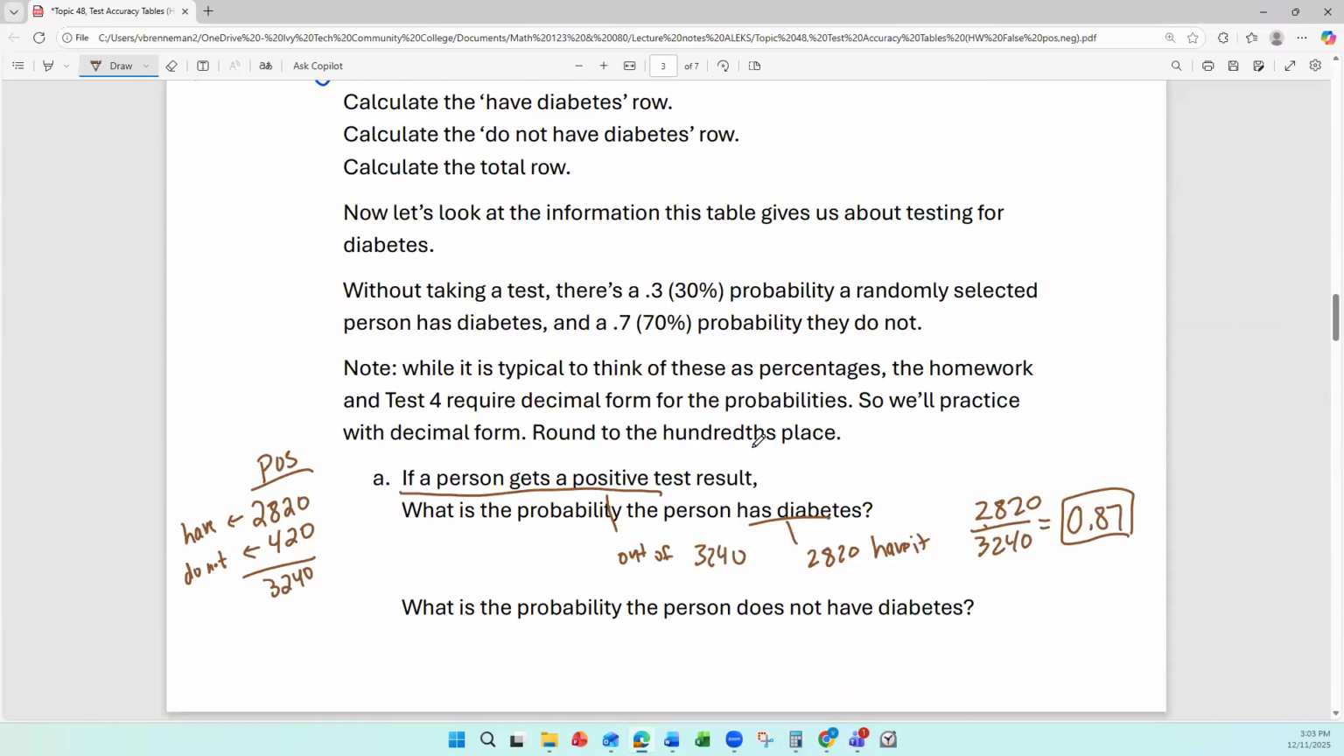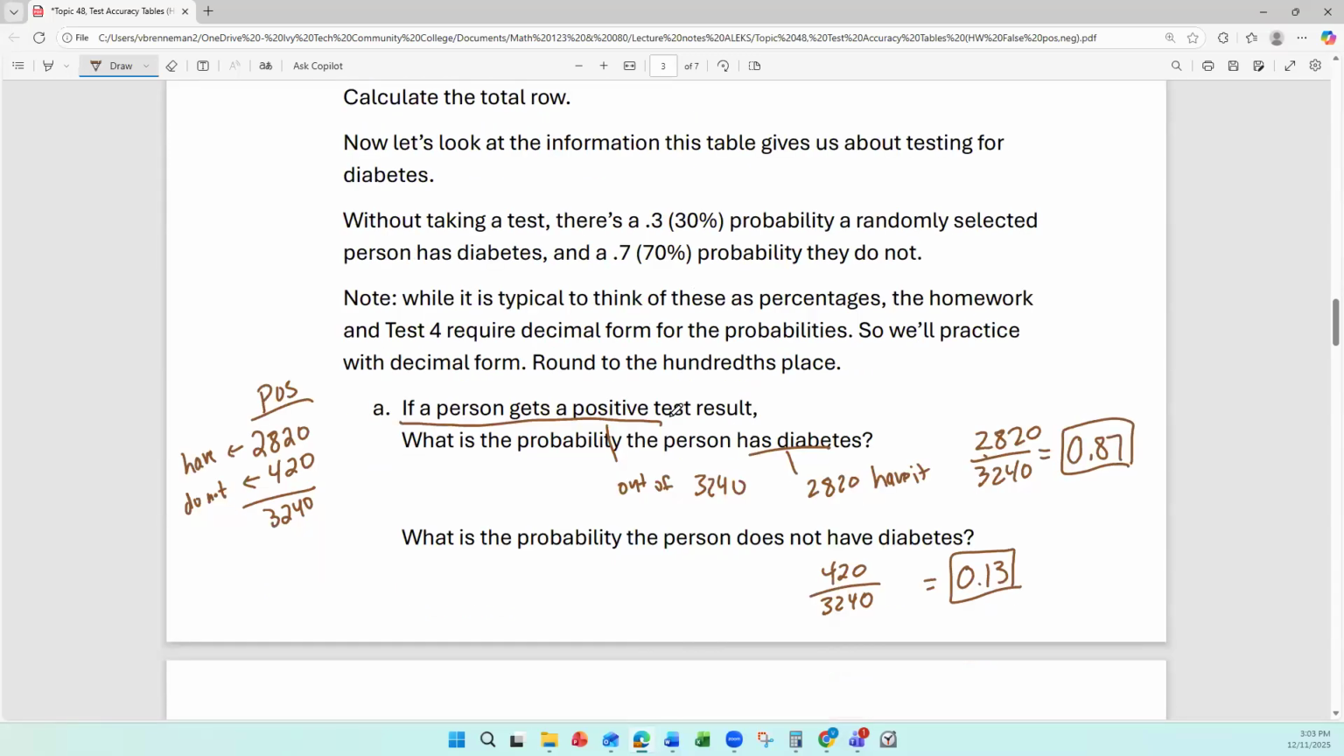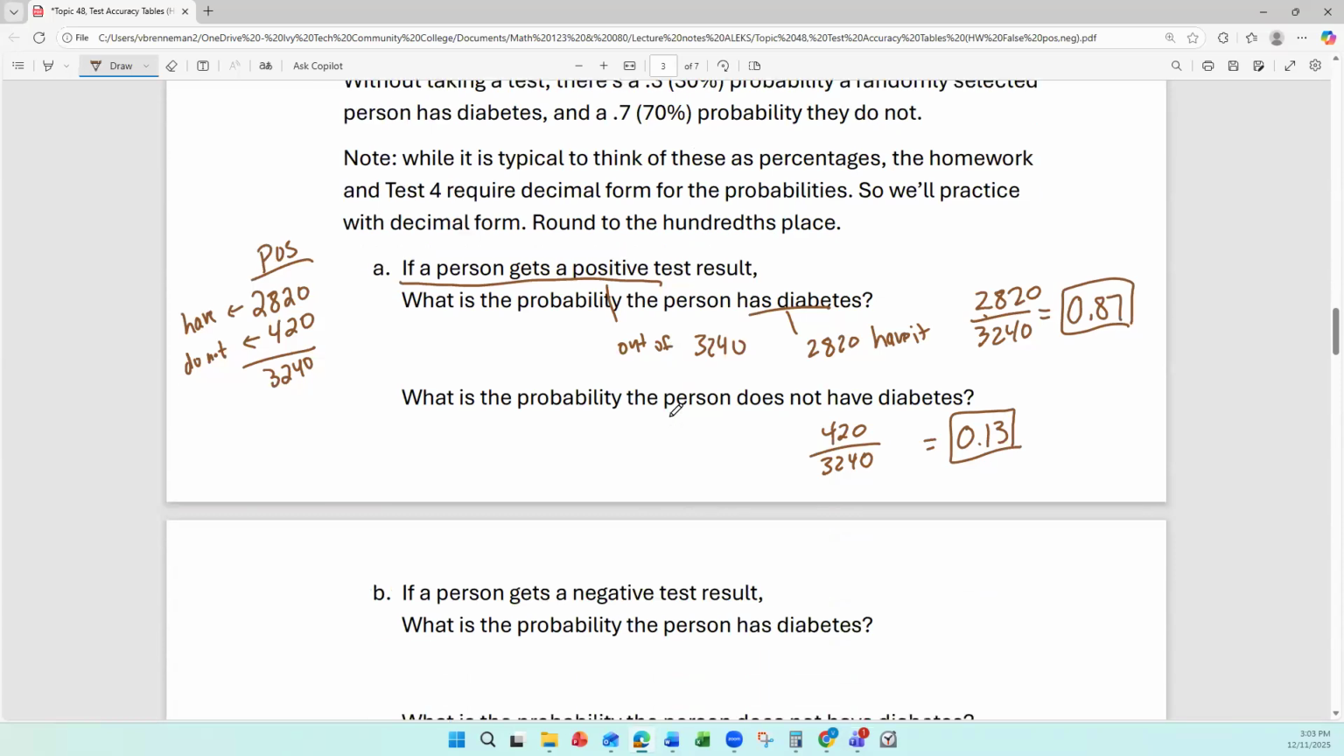The probability the person does not have diabetes is the other 420 out of 3,240, and that's going to come out to 0.13. So instead of a 70% chance they don't have it if they hadn't taken the test, now that they have a positive test in hand, they're down to a 13% chance they don't have it. Still possible, but a lot less likely.